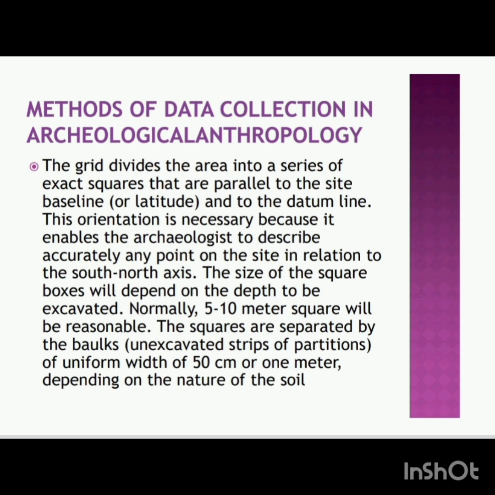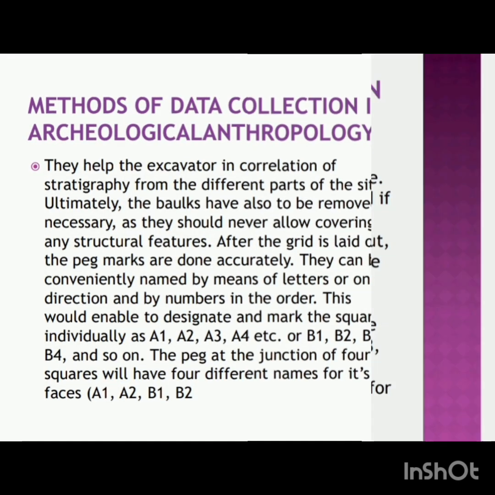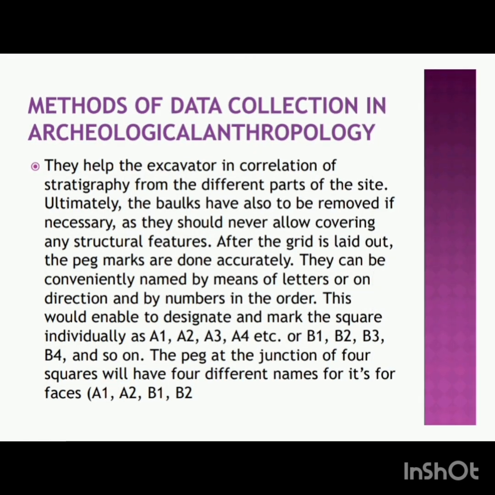The size of the square boxes will depend on the depth to be excavated. Normally 5 to 10 meters square will be reasonable. The squares are separated by unexcavated strips or partitions of uniform width of 50 cm or 1 meter depending on the nature of the soil. They help the excavator in correlating stratigraphy from the different parts of the site. Ultimately, the blocks also have to be removed if necessary, as they should never be allowed to cover any structural features.